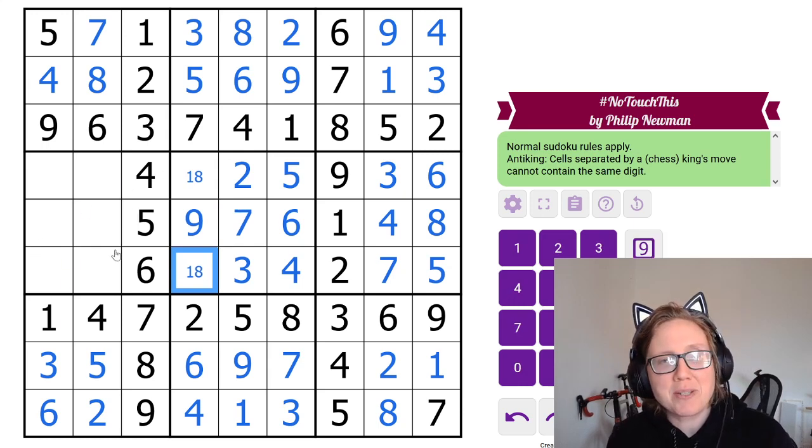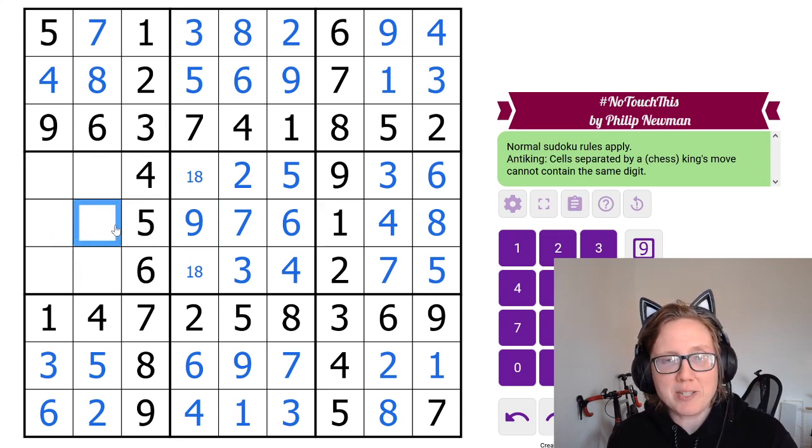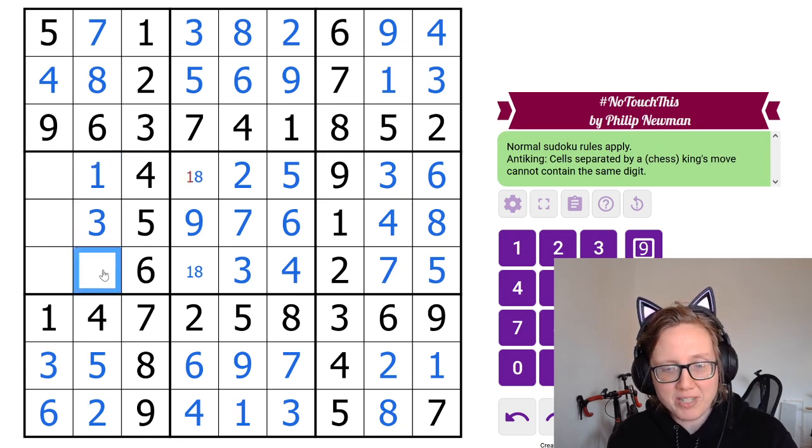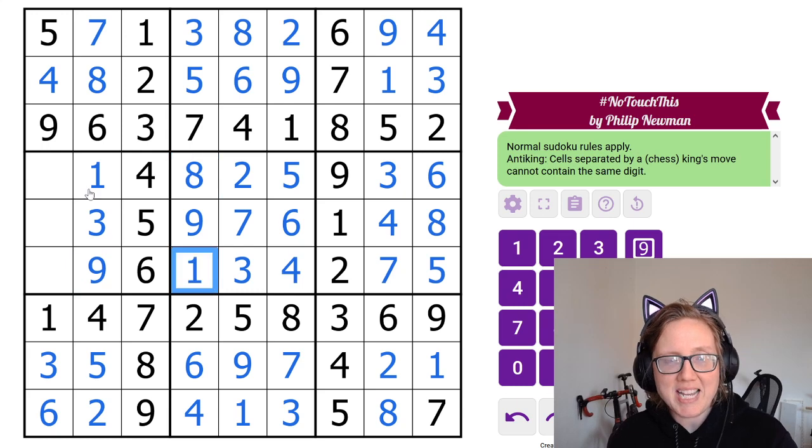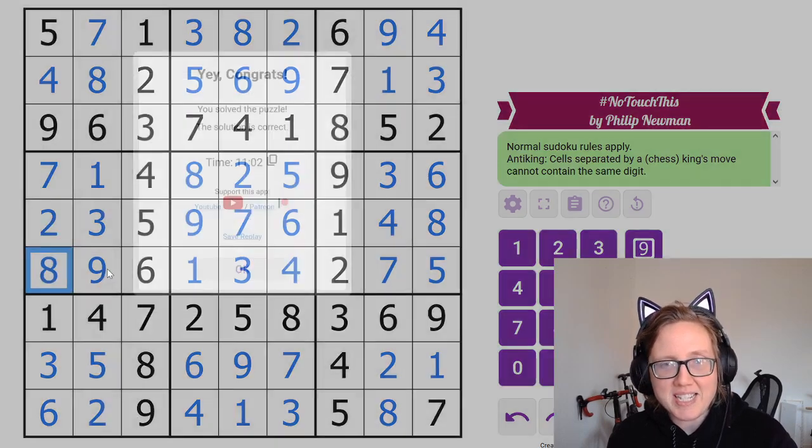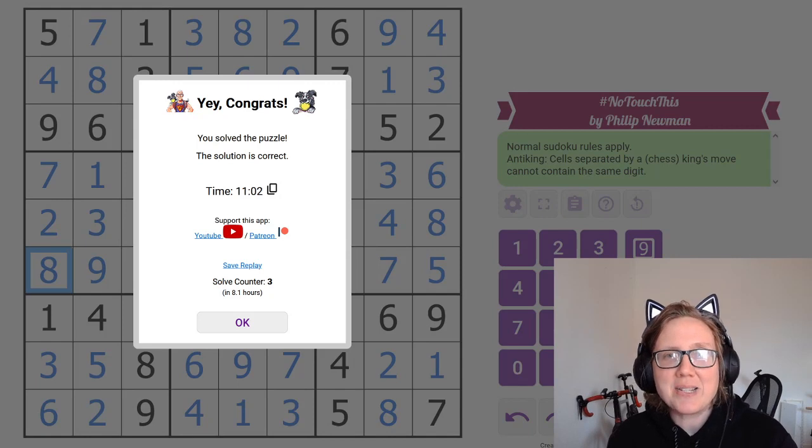So let's finish up. This column still needs a 1, a 3, and a 9. I can't place a 1 or a 9 in this row, therefore this is a 3. I can't place a 9 here, so this is a 1 and a 9. That makes the 8-1 pair go this way around. The remaining digit in this row is a 7, the remaining digit here is a 2, and the remaining digit here is an 8. And that is how you solve Philip's #NoTouchThis.